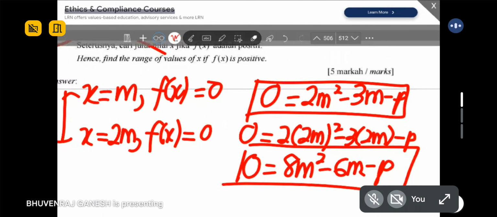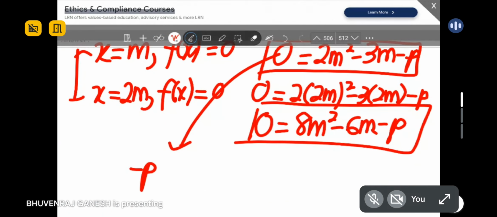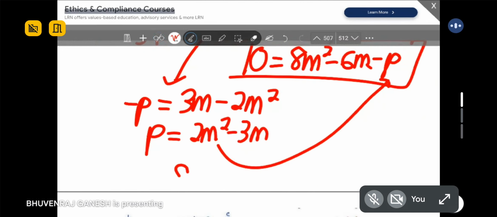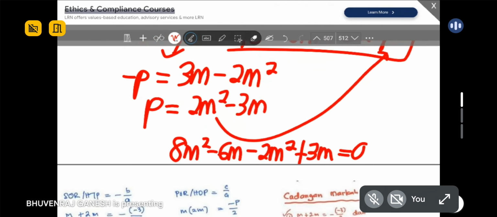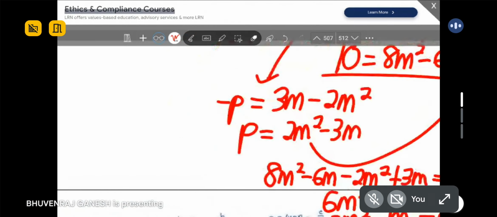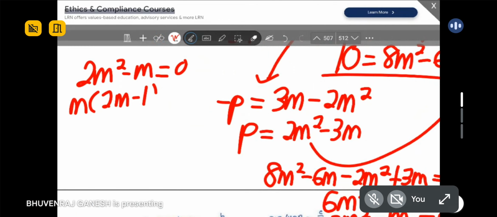Yeah, simultaneous equation lah. Okay, so based on this equation, your negative p sama dengan 3m minus 2m square. So p is equal to 2m square minus 3m. Okay, gantikan yang ni kat sini. So you will have 8m square minus 6m minus 2m square plus 3m equal to 0. So guys, boleh selesaikan tak for m? So you will get 6m square minus 3m equal to 0. 2m square minus m equal to 0. So factorize. I show here 2m square minus m equals 0. So m times 2m minus 1 equal to 0.